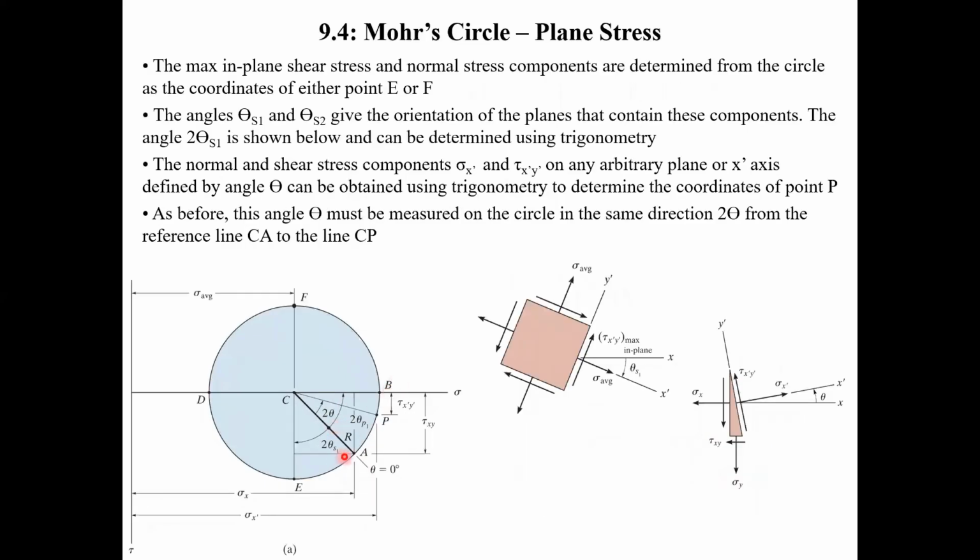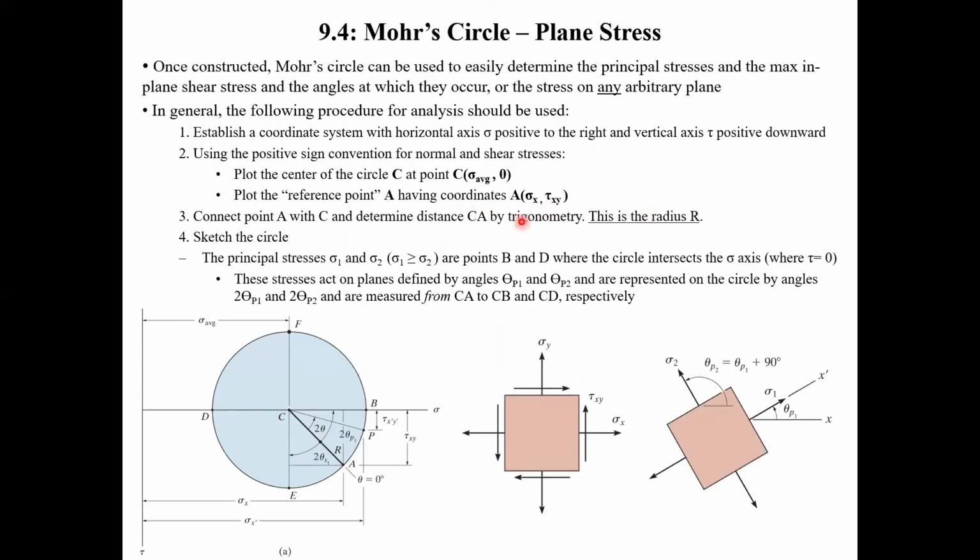Right? And then this is showing you the max in-plane shear stress. It's just going to be the radius. Right? You find this radius by just using the Pythagorean theorem. Find that height here. That's going to be tau xy. And then this base here, you can just find using a little bit of arithmetic. Square root of the sum of the squares will give you your radius.